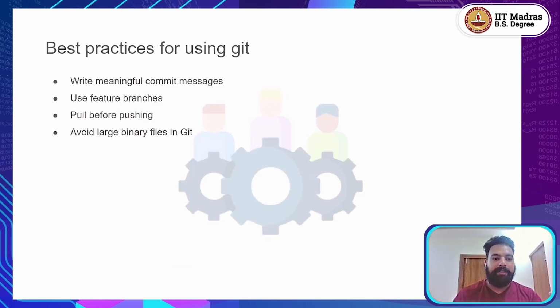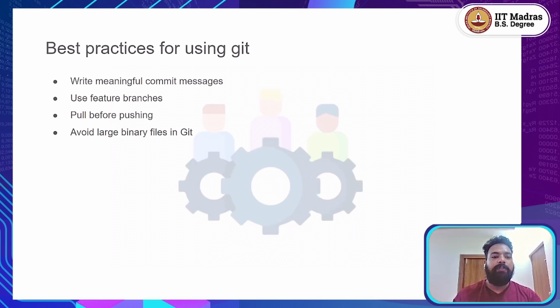Another important habit is to pull before you push. If you're working with a remote repository, like on GitHub, and other people are pushing changes too, it is essential that you fetch and merge those updates before adding your own changes. Running git pull ensures you are working with the latest version of the project and helps prevent conflicts. It's a small step that can save you from major headaches, especially in a team setting.